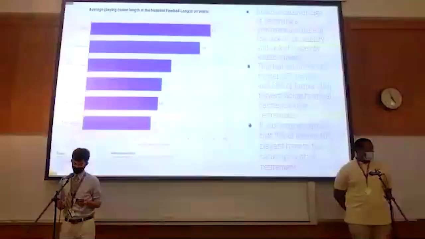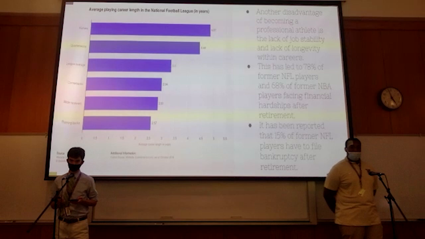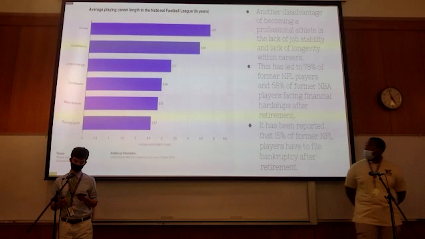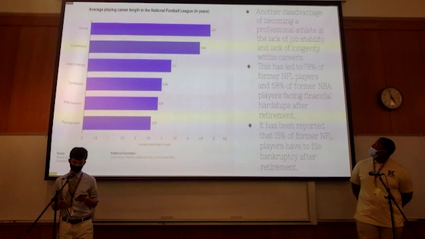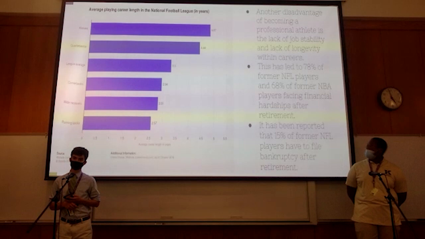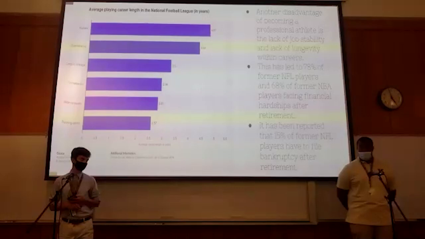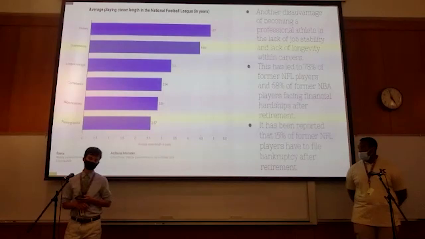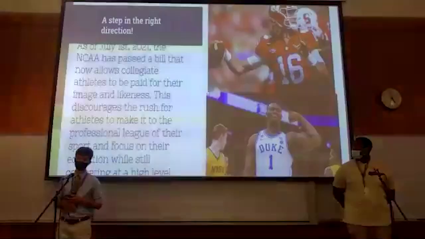Another disadvantage of becoming a professional athlete is the lack of job security and the lack of longevity in your careers. This chart is a breakdown of the longevity of NFL careers broken down by position. This has led to 78% of former NFL players and 68% of former NBA players facing financial hardships after retirement. And it has been reported that 15% of former NFL players have filed for bankruptcy within 12 years of retirement.